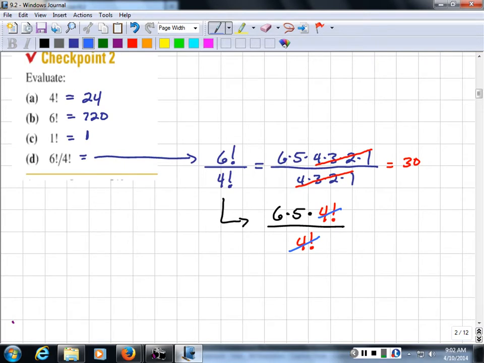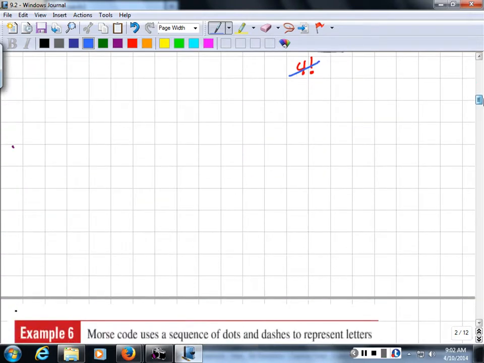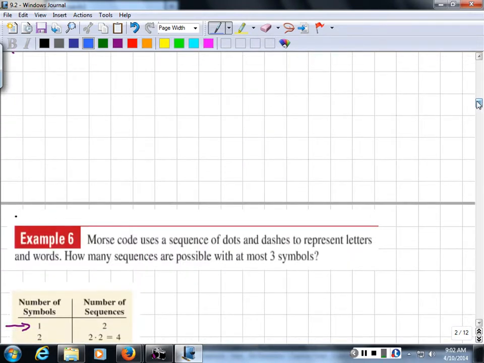Anytime. That's what I'm here for. Let's look at example number 6. And I'll tell you what we're going to do. Let's move this up here.